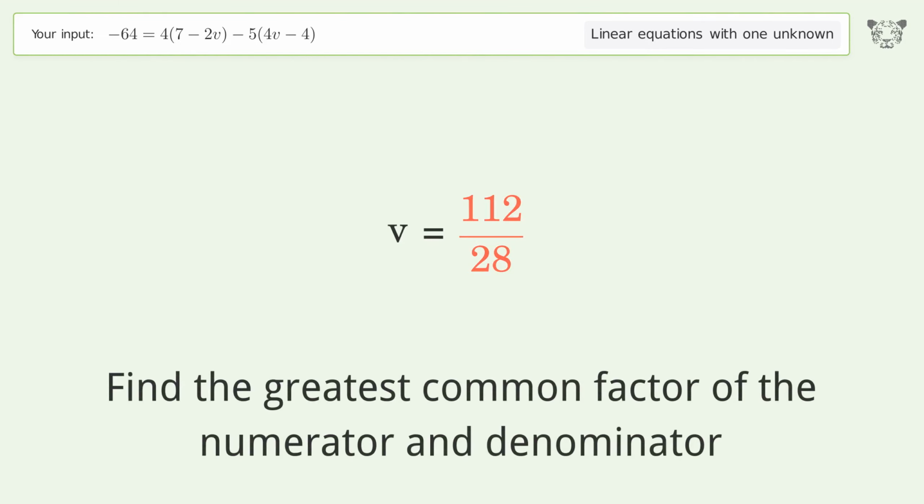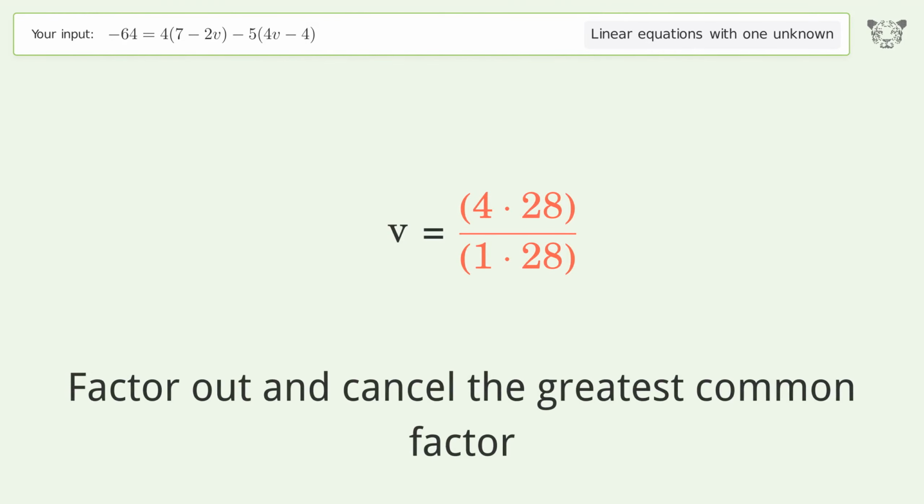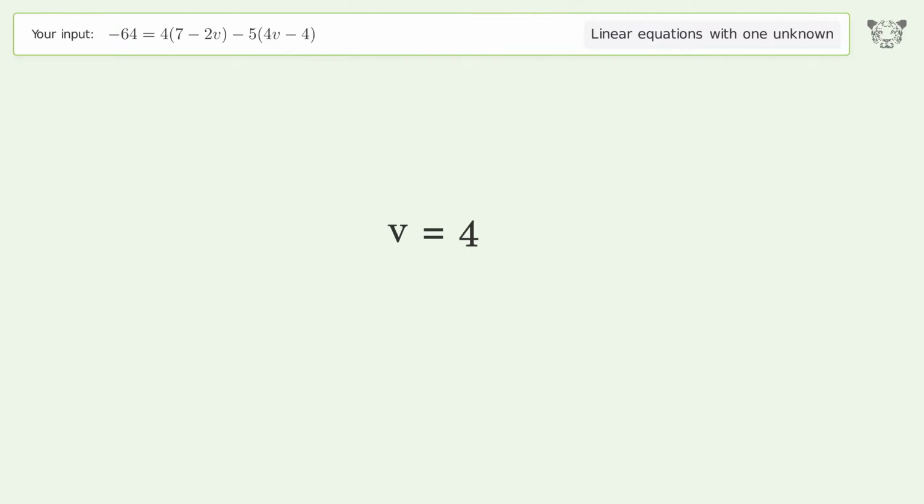Find the greatest common factor of the numerator and denominator. Factor out and cancel the greatest common factor. And so the final result is v equals 4.